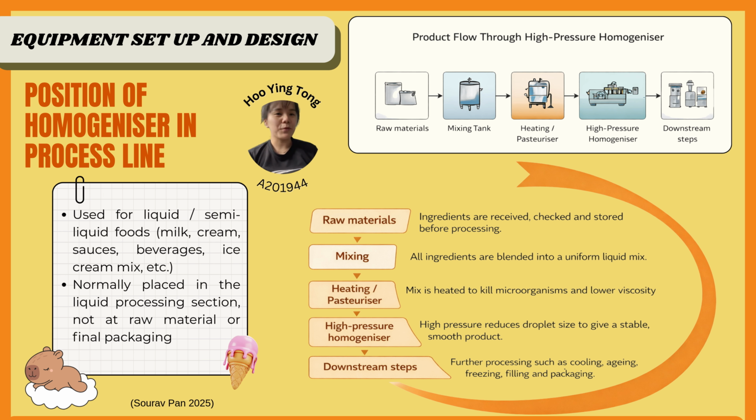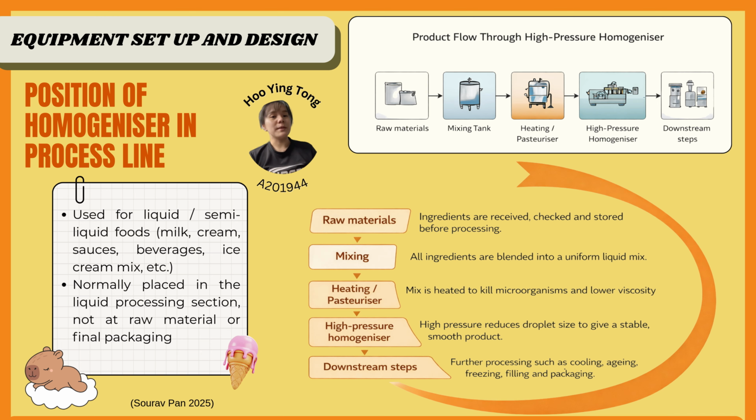Right now, I will proceed to explain the position of the high-pressure homogenizer in the process line. This unit is mainly used for liquid or semi-liquid foods such as milk, cream, sauces, beverages, and ice cream mix. First, we have raw materials which are received, checked, and stored.